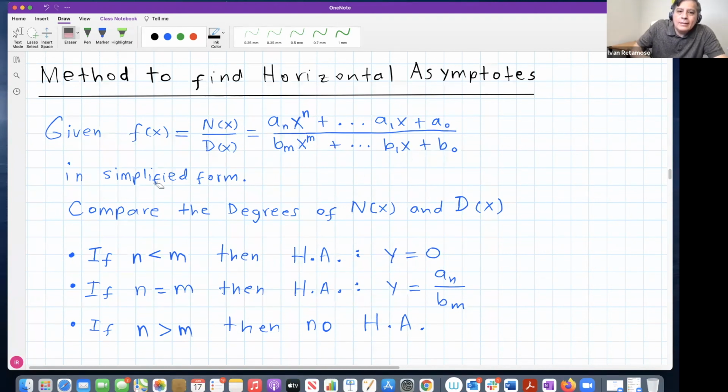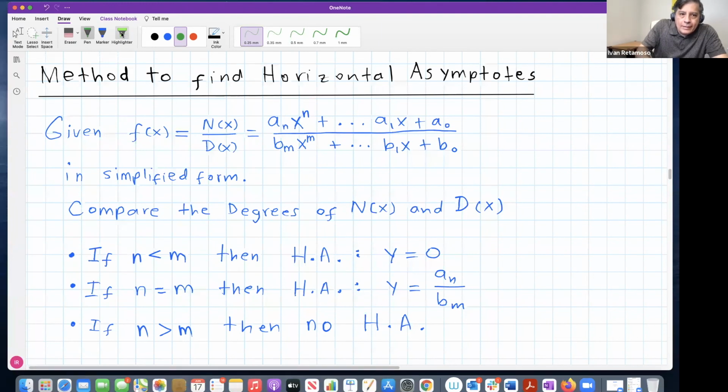First, mathematicians say simplify, right? So I'm writing here in simplified form, assuming that you have already simplified this. What to do to figure out the horizontal asymptotes of this rational function? Well, there are three scenarios, out of comparing the degrees of N(x), the polynomial on the numerator, and D(x), the polynomial on the denominator. Out of comparing these two numbers, n and m, there are three possible scenarios. If n is less than m, then the horizontal asymptote is going to be y equals 0.